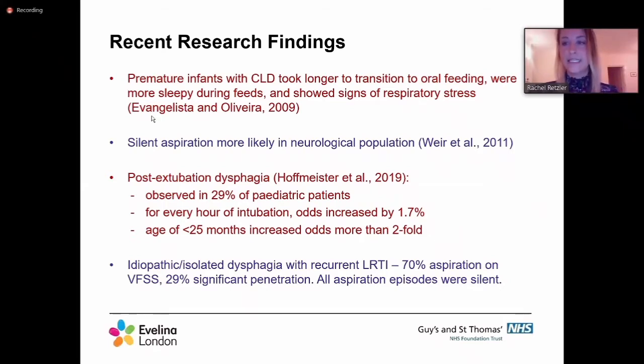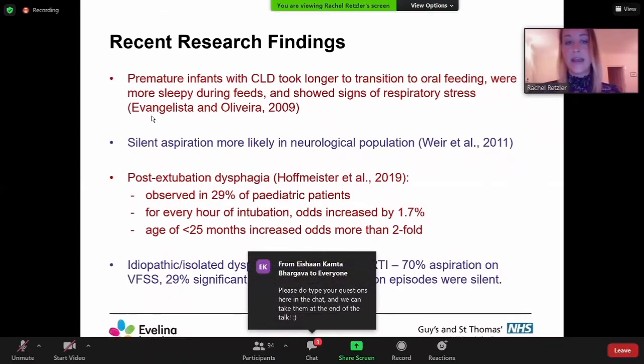So 70% of these kids were having aspiration, and 29% were having significant penetration events. However, none of these children had difficulty with the oral phase of their swallow, and all aspiration events were silent. That's really important to keep in mind, that all of these children in this study had silent aspiration. So they weren't coughing or showing any other signs indicative of aspiration, which is really important in the role of the video fluoroscopy and journal.